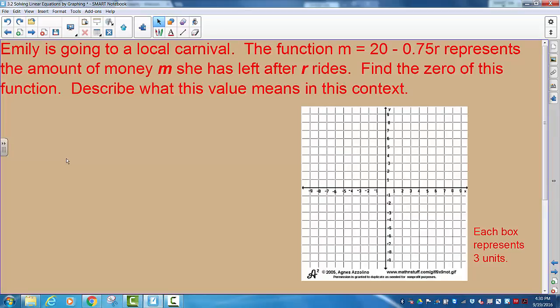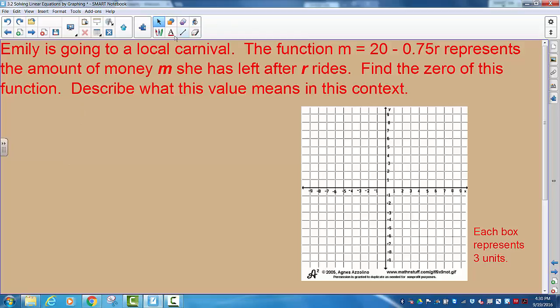Emily is going to a local carnival. The function m equals 20 minus 0.75r represents the amount of money m she has left after r rides. That makes sense, doesn't it? She starts out with $20, and every ride costs 75 cents. So the number of rides that she takes times 75 cents taken away from 20 is how much she has left. Find the 0 of this function and describe what this value means in this context.